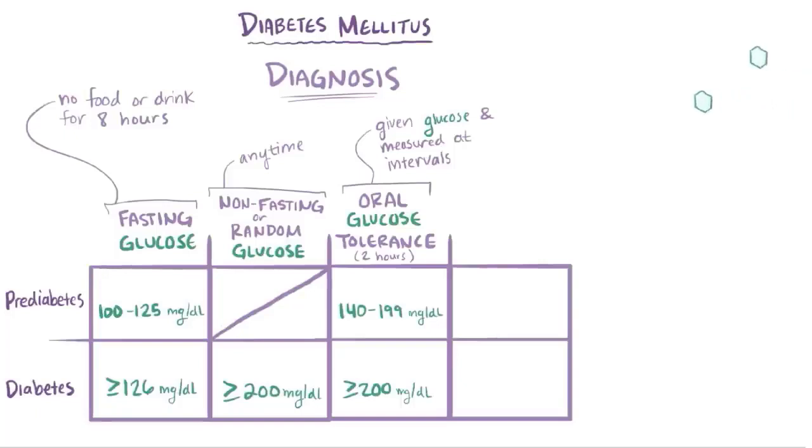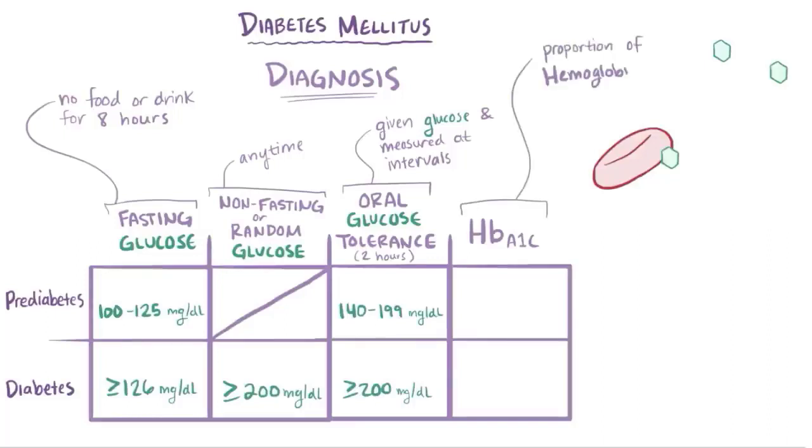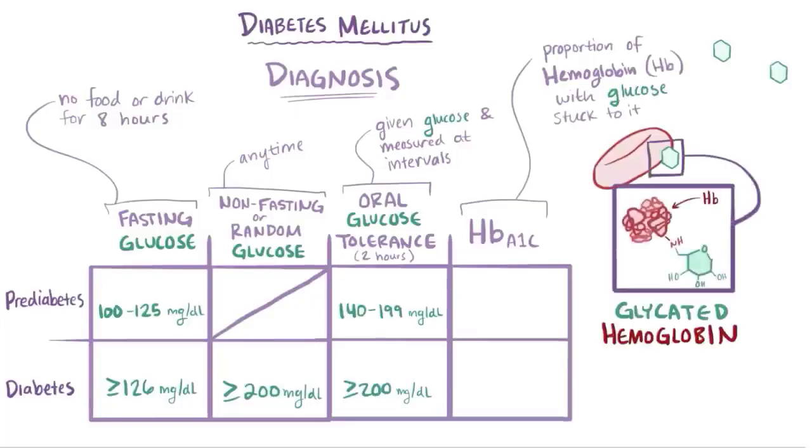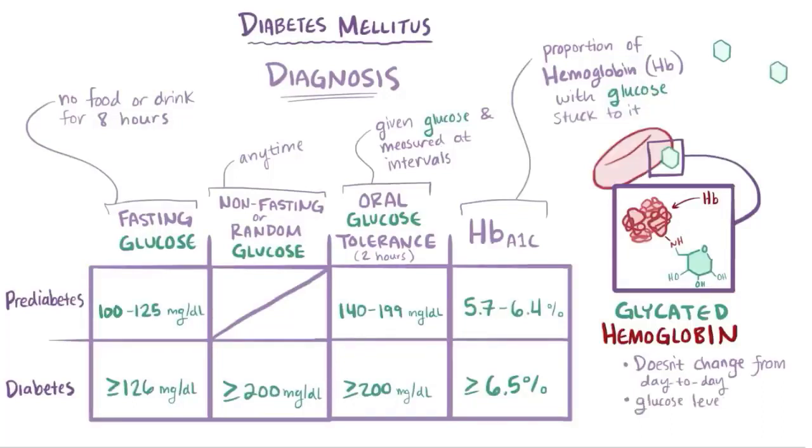Another thing to know is that when blood glucose levels get high, the glucose can also stick to proteins that are floating around in the blood or in cells. So that brings us to another type of test that can be done, which is the HbA1c test, which tests for the proportion of hemoglobin in red blood cells that has glucose stuck to it, called glycated hemoglobin. HbA1c levels of 5.7% to 6.4% indicate prediabetes, and 6.5% or higher indicates diabetes. This proportion of glycated hemoglobin doesn't change day to day, so it gives a sense for whether the blood glucose levels have been high over the past 2 to 3 months.